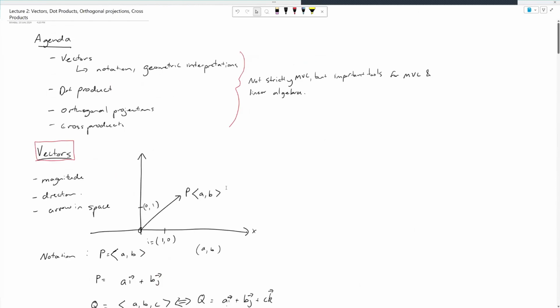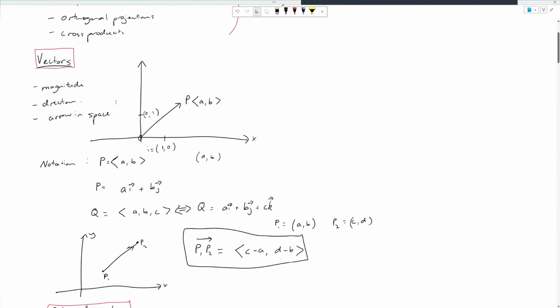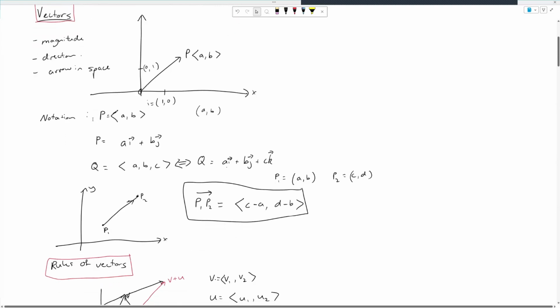Cool. So what we went through today is vectors, and we know that a vector is built up of a magnitude and a direction, and essentially it's just a shift from one point to another. This is denoted by an arrow in space. Because it's a shift from one point to another, you can subtract two points to give you that vector. It can be denoted with arrows over here.